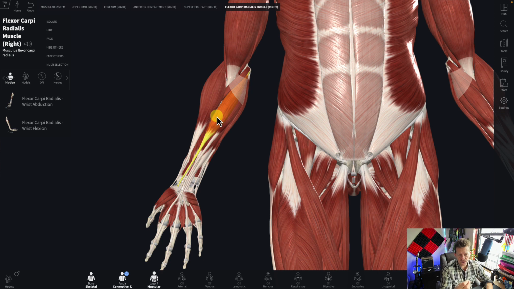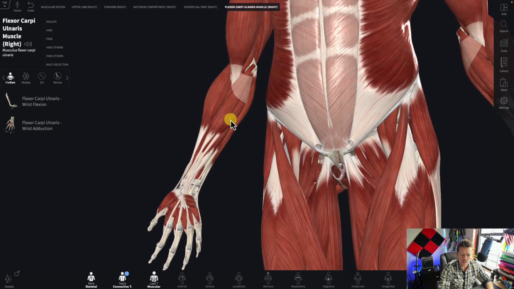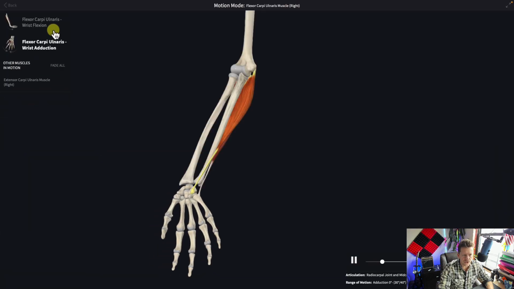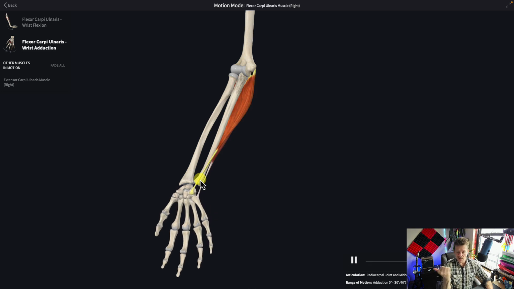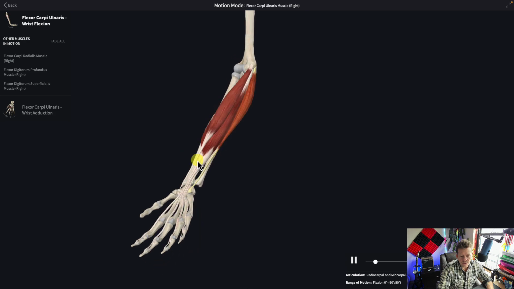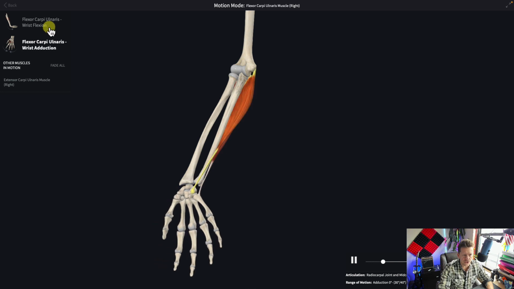So if there's a flexor carpi radialis, there should be a flexor carpi ulnaris. So the flexor carpi ulnaris is on the ulnar side, and the medial side. So flexor carpi ulnaris adducts the wrist. Here is the adduction, right? So it adducts, ADD, towards the midline. So here's the flexor action, and here is the adduction.